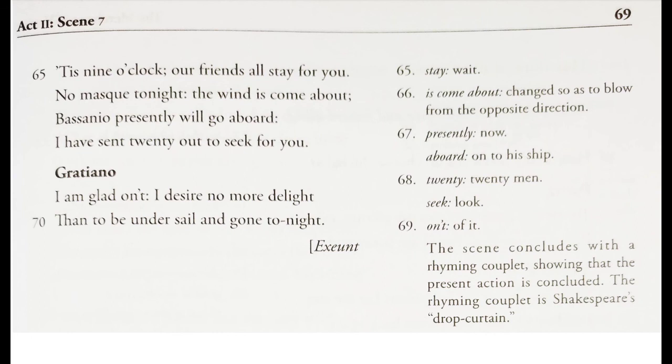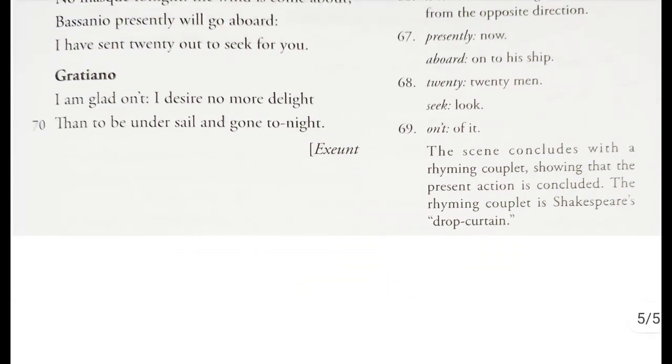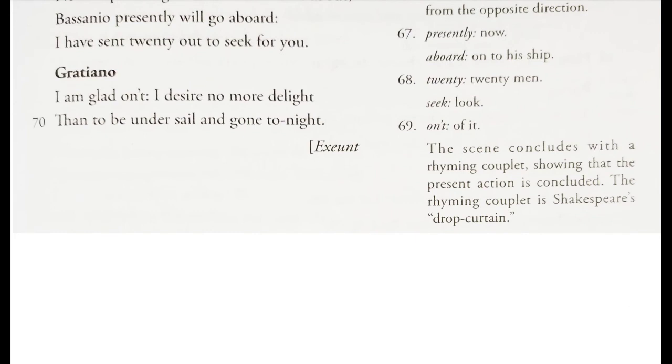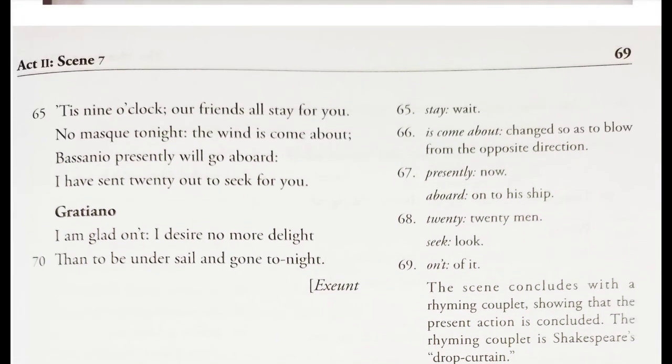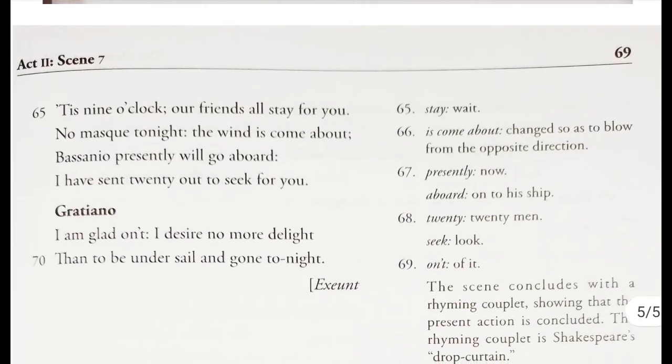Saying this, both the friends Gratiano and Antonio leave the scene, and the scene comes to an end. The scene concludes with a rhyming couplet showing that the present action is concluded. The rhyming couplet is Shakespeare's drop curtain, you can say. So this is where the episode in Venice temporarily ends, because we are going to see what happens in Belmont once Bassanio reaches Belmont. So that is where we come to the end of this scene. Act 2, Scene 6 is thus concluded.